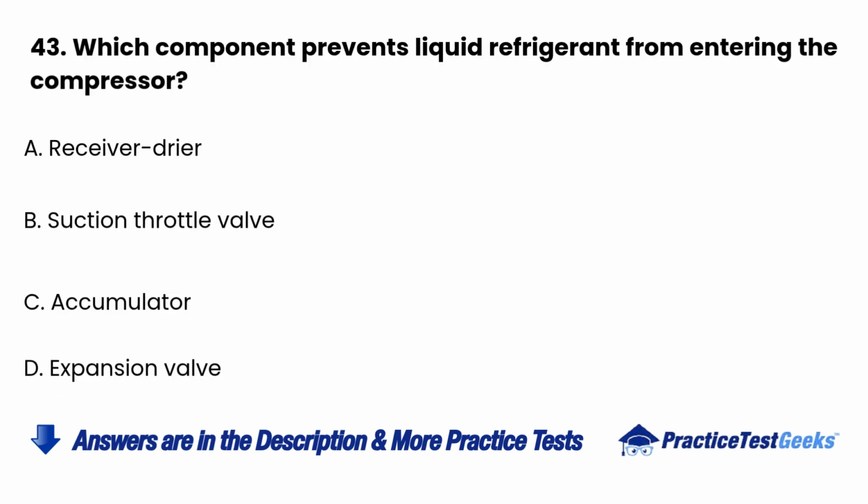43. Which component prevents liquid refrigerant from entering the compressor? A. Receiver dryer. B. Suction throttle valve. C. Accumulator. D. Expansion valve.